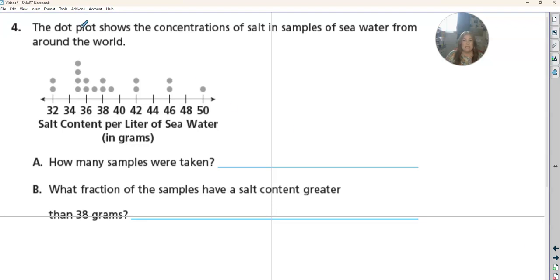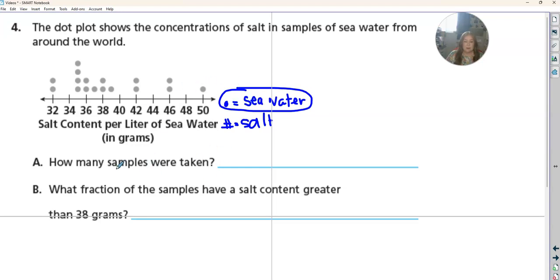And number 4 says the dot plot shows the concentrations of salt in samples of seawater from around the world. So a number line is the salt, and every time we have a dot, that is equaling a sample of seawater from a different place. So how many samples were taken? Well, we need to count up all the dots to see how many samples of seawater they have.